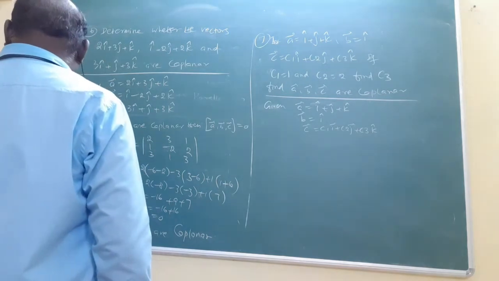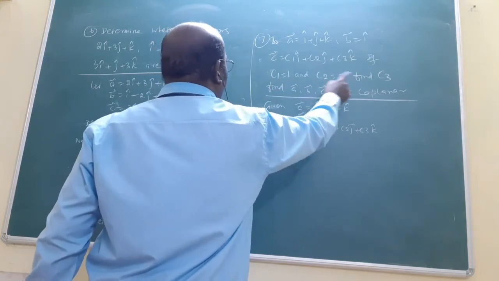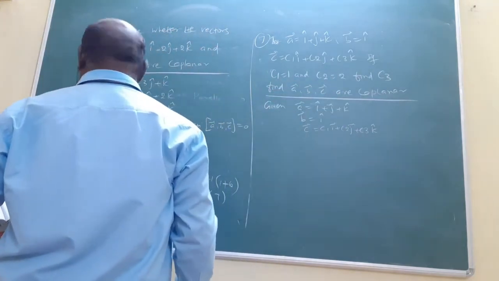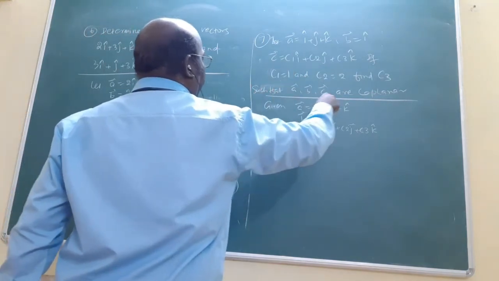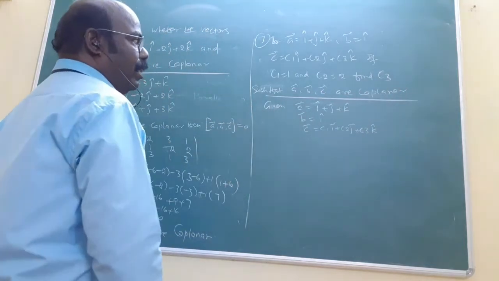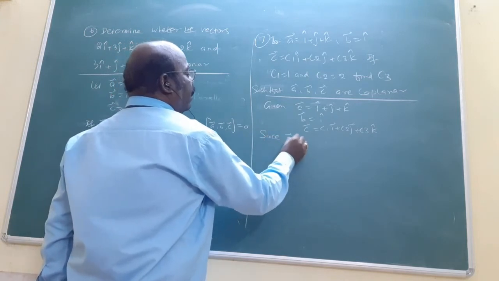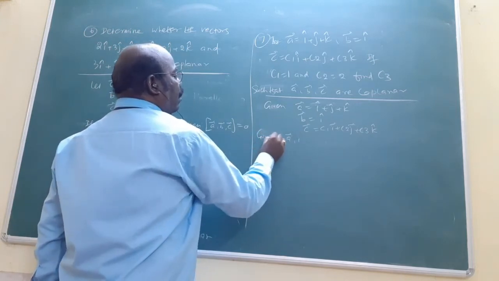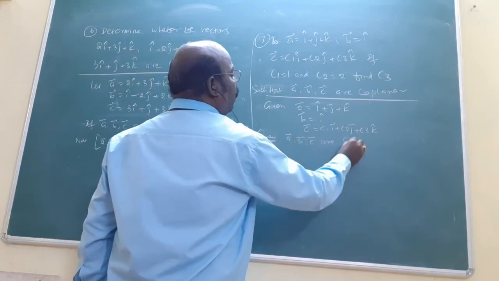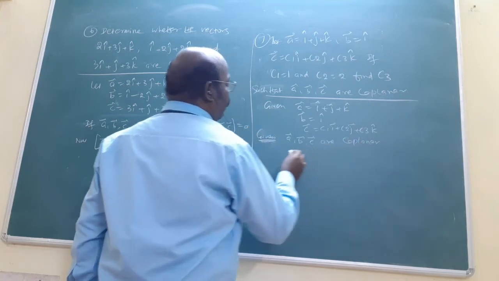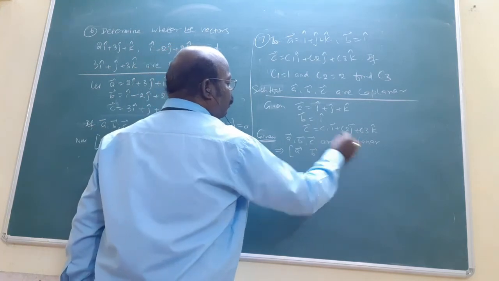A vector, B vector, C vector are given, and also the C1 value and C2 value are given. Find C3 such that A, B, C are coplanar. The same thing only. What is given? A vector, B vector, C vector are coplanar. That means what is the formula? It implies the box product of A, B, C equals 0. That is the formula.